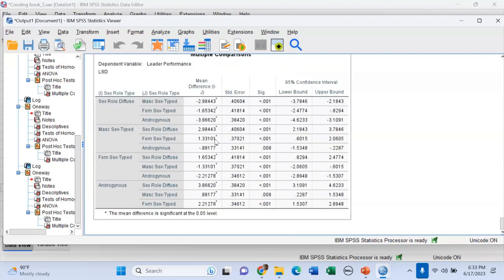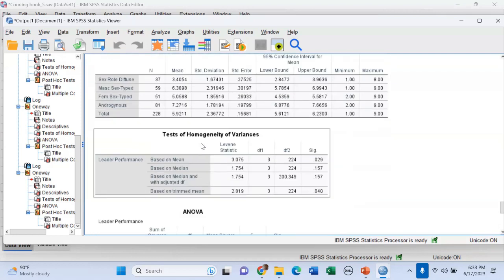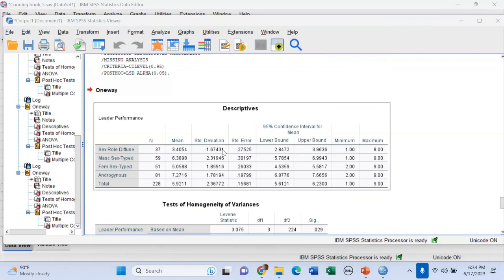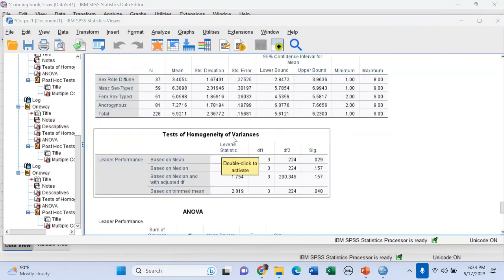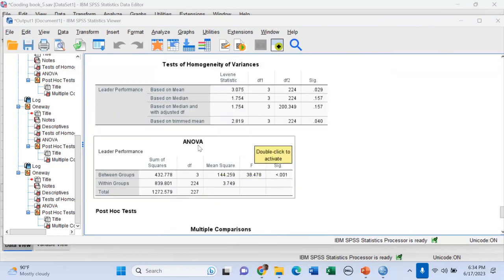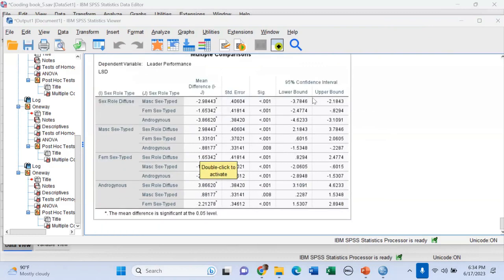Is it clear? Is any part unclear? Is any clarification required as part of the data? Yes, sir. We have descriptives, tests of homogeneity of variance, ANOVA tests and multiple comparisons.